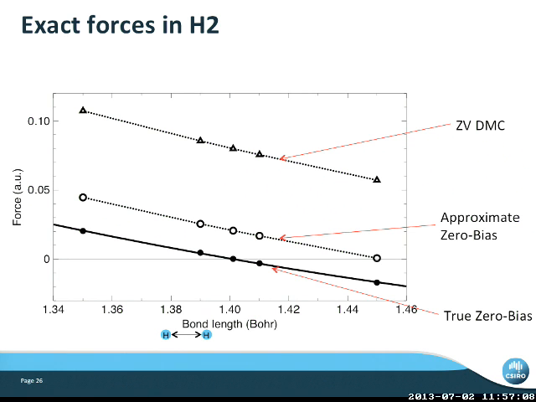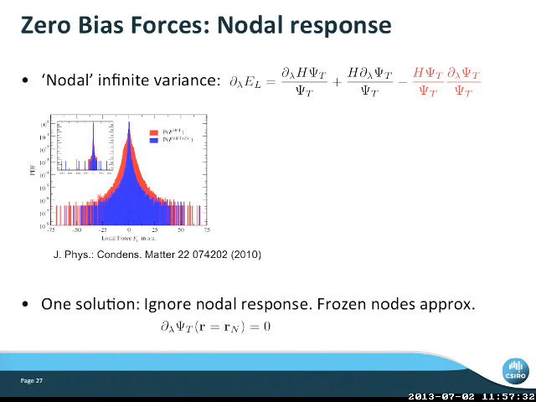So again, here's the force in H2 that we had before, with the same trial wave function, 1s on each nucleus, and applying this method gives you the exact forces back, even though we've done nothing with the trial wave function. Of course, in this case there are no nodes, so that's not a problem. But forces are notorious, and they have more divergences than they know what to do with. And we have a nodal infinite variance term as well.